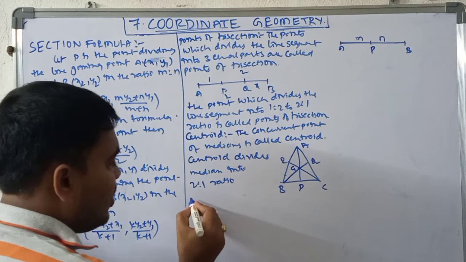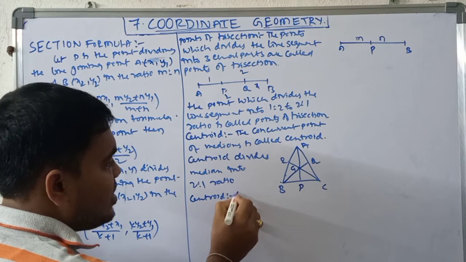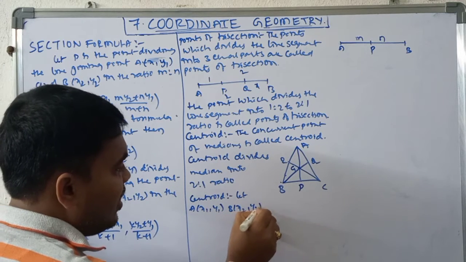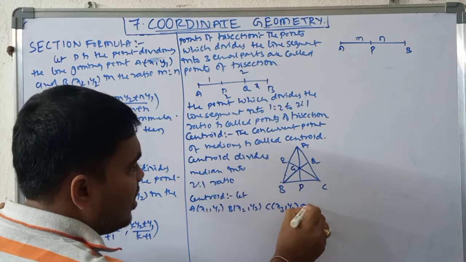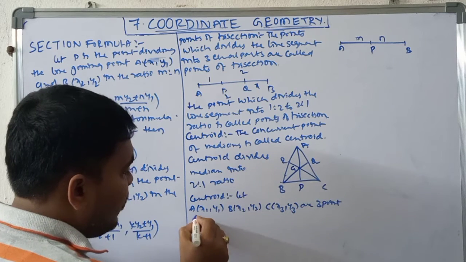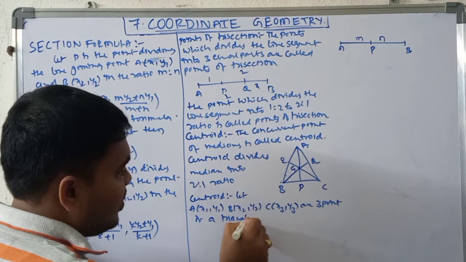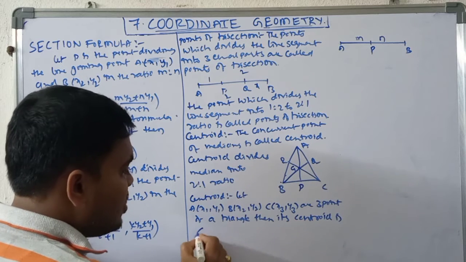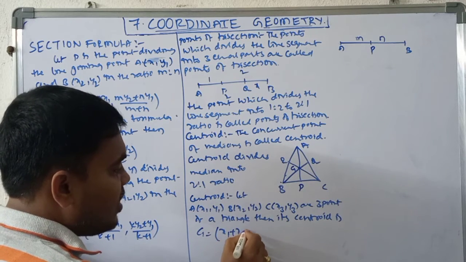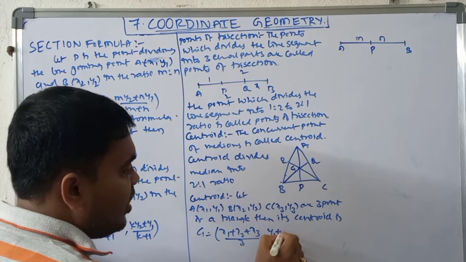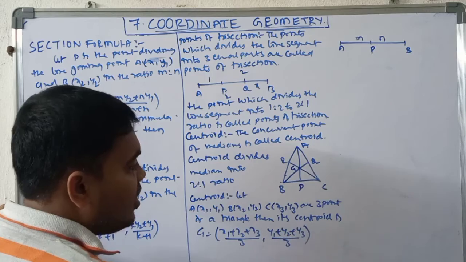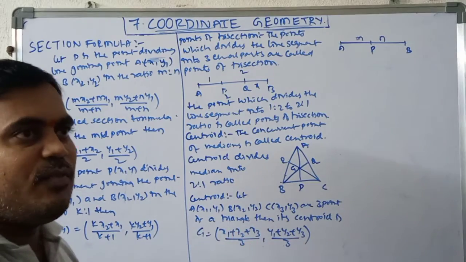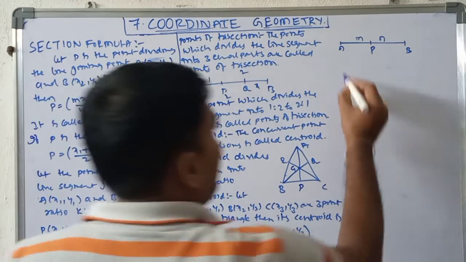So centroid formula. Let A(x1, y1), B(x2, y2), C(x3, y3) be the 3 points of a triangle. Then its centroid formula is G equals ((x1 + x2 + x3)/3, (y1 + y2 + y3)/3). So this is the centroid formula. With the help of the centroid formula, we can easily find the centroid of the triangle.